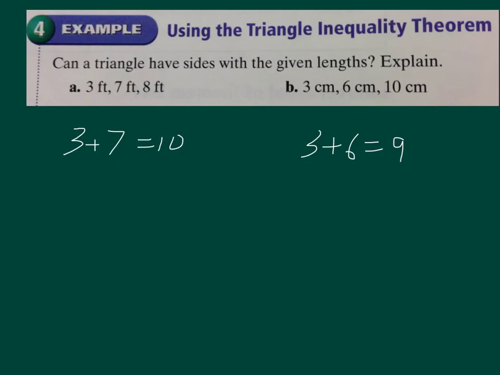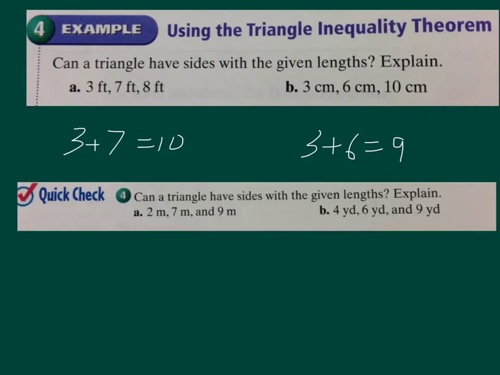Again, you have to add up the 2 smaller sides and see if that is more than the longest side. It cannot be equal because then the 2 sides would lay right on top of one another. It has to be greater than the longest side. Now let's try quick check number 4. Please pause the video and try to see if you can make a triangle out of these 3 lengths.